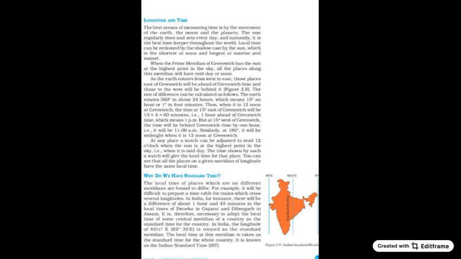At any place, a watch can be adjusted to read 12 o'clock when the sun is at the highest point in the sky. When it is midday, the time shown by such a watch will give the local time for that place. You can see that all the places on the given meridian of longitude have the same local time.